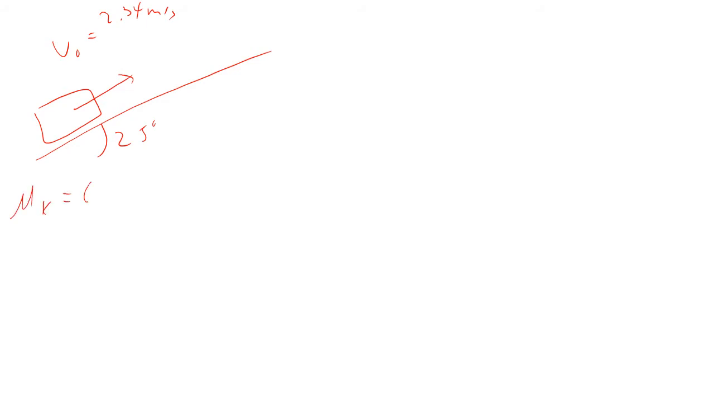Okay, so we've done that problem. Let's do a different problem. Let's say that we are now sliding up an incline of 25 degrees. So v naught is still going to be 2.34 meters per second. Mu sub k is still going to be 0.317.